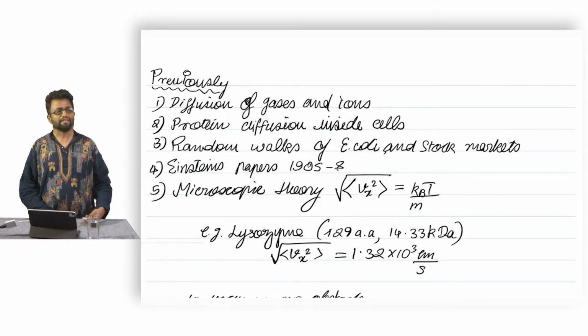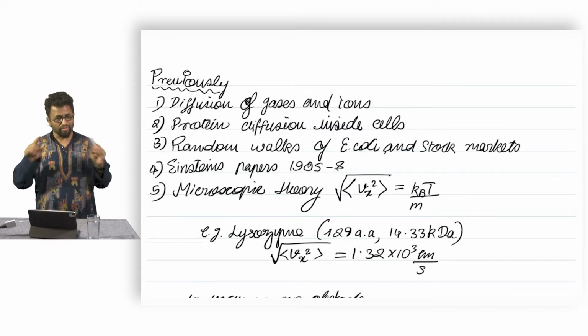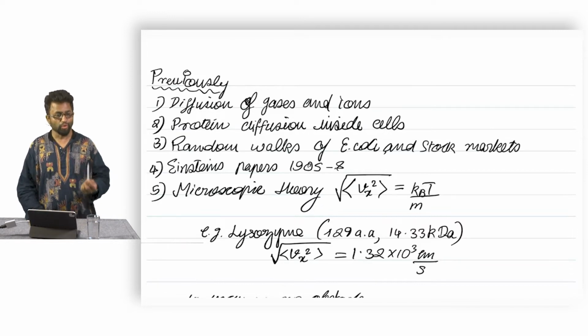Finally, we ended with this idea that microscopic thermodynamic theory gives us a basis for diffusion in terms of the root mean square velocity, which is under root <v_x^2>. Those angled brackets simply indicate average, is equal to kBT by m. Now, I didn't show you the solution, so I am telling you the answer already, that if you take lysozyme, which has 129 amino acids and 14.33 kilodalton molecular weight, molecular mass in Dalton units, then the root mean square velocity in one dimension of such a lysozyme molecule is 1.32 times 10 to the power 3 centimeters per second.